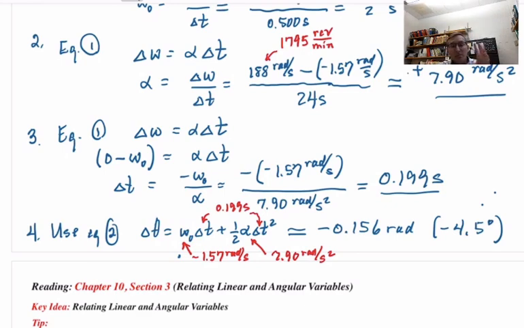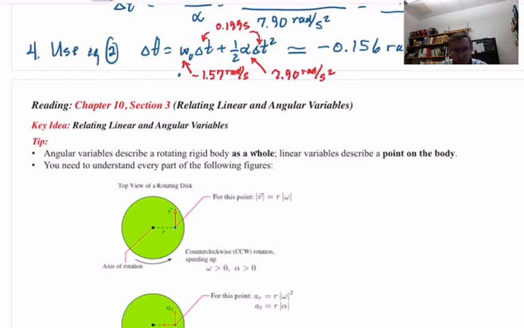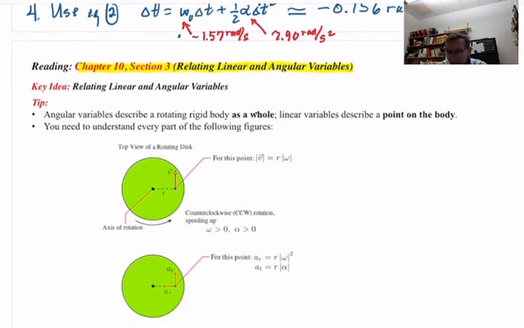I'll do an example problem, a Wiley Plus type example problem with constant angular acceleration in class. For now, I want to move on in this lecture to one more idea that turns out is very important for future work, but takes a little getting used to. I am talking about the reading in Chapter 10, Section 3 of our book, in which we're going to relate linear and angular variables. We're going to bring the two ideas together. Let me explain why we would need to do that to begin with.